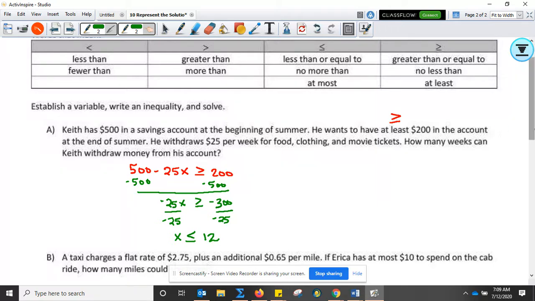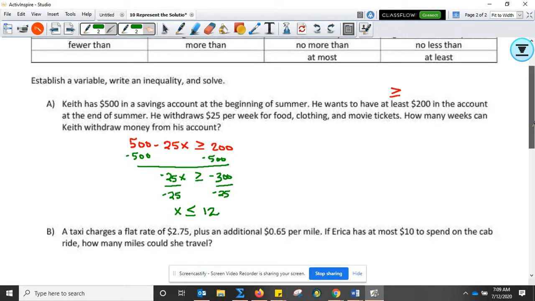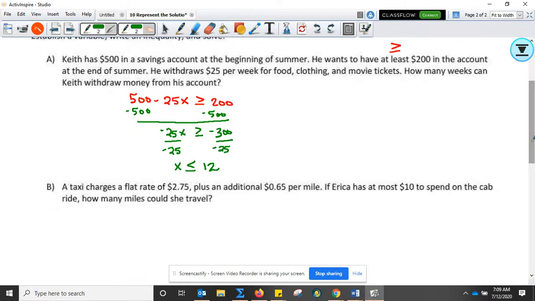A taxi charges a rate of $2.75 plus an additional 65 cents per mile. If Erica has at most, which is less than or equal to, remember, if you're not familiar, just look back, less than or equal to $10 to spend on the cab. How many miles can she go? Well, let's see. Okay, so it's a flat rate of $2.75 just for the cab driver to come pick us up, plus 0.65x, and we can't spend any more than $10.